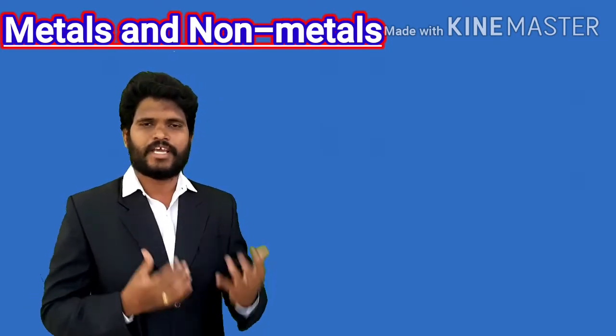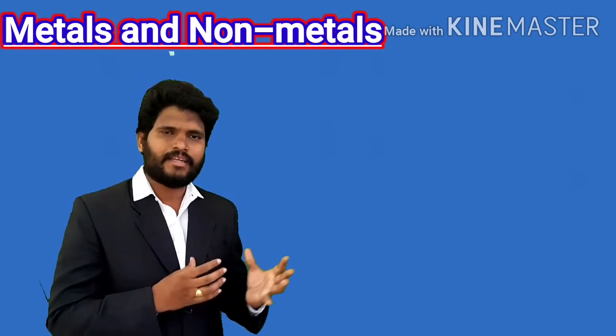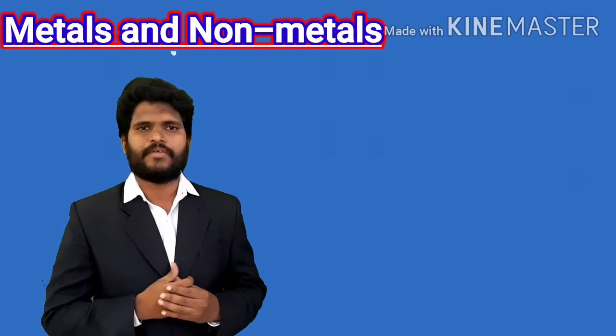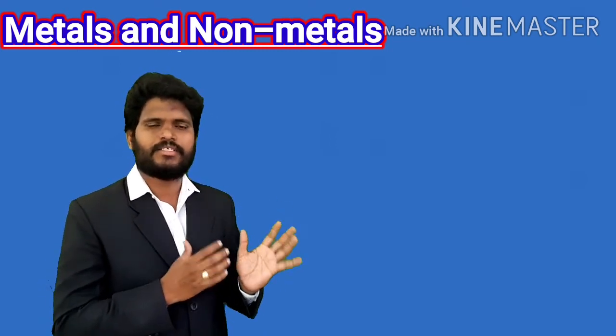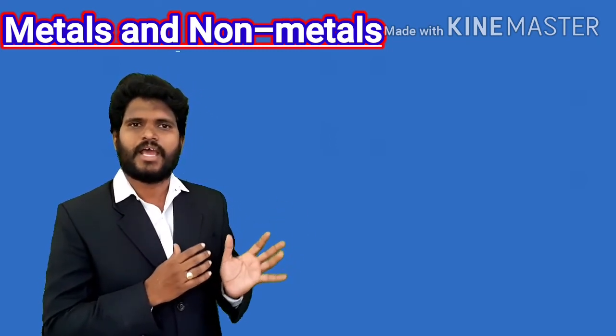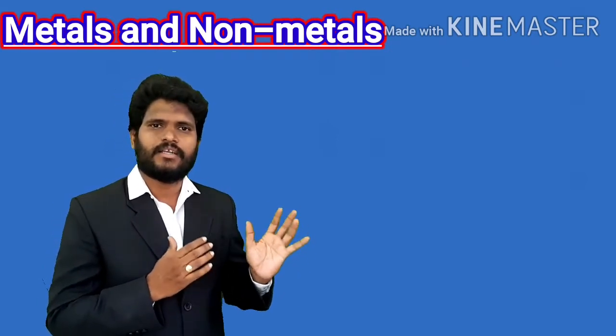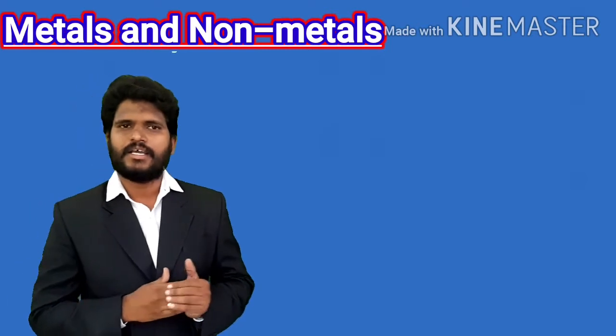That means when we expose metals to light or when we polish the metal, they will shine. That's why metals have a shining nature. So metals are lustrous in nature.